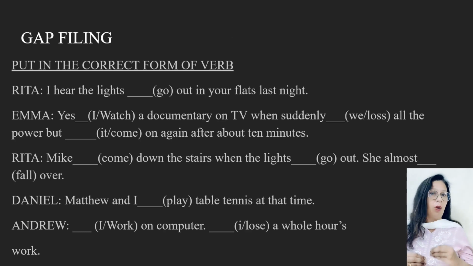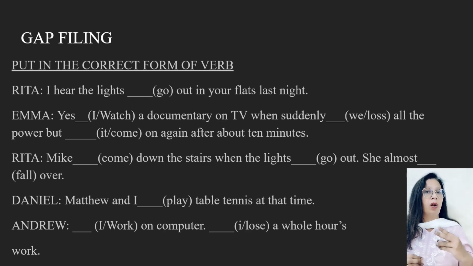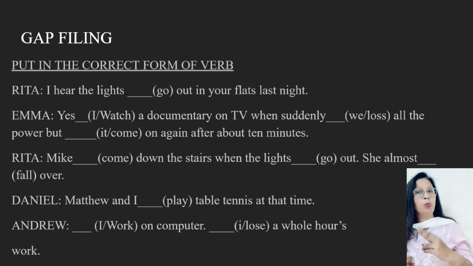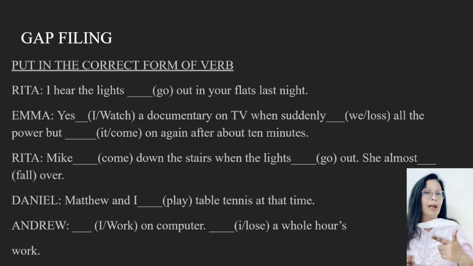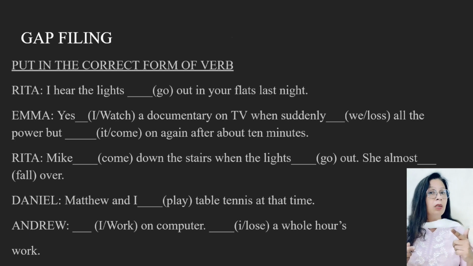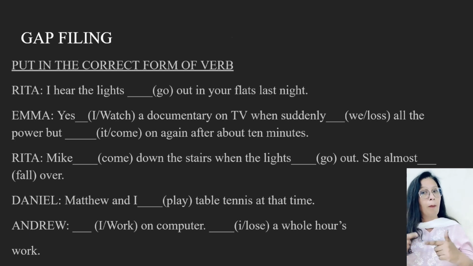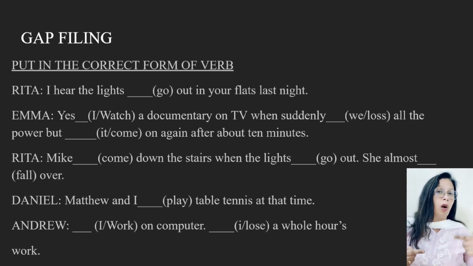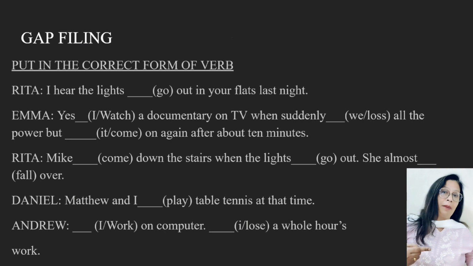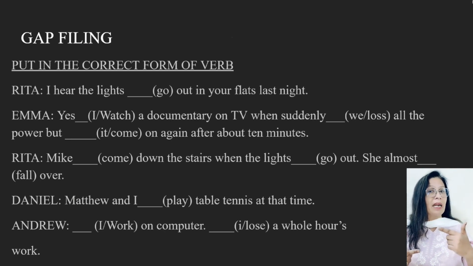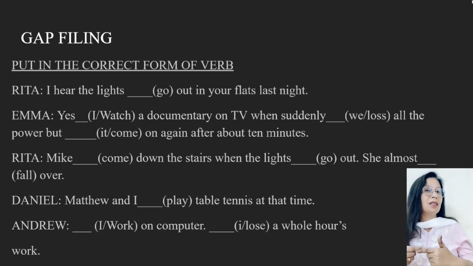Okay. Now, their conversation is going on between Daniel and Andrew too. Daniel is saying, Matthew and I dash play table tennis at that time. That means Rita was talking about the power, when the power had gone. So, at that time, what were Daniel and Matthew doing? They were playing table tennis at that time. That means the action was going on during the time. So we will use Matthew and I were playing table tennis at that time.